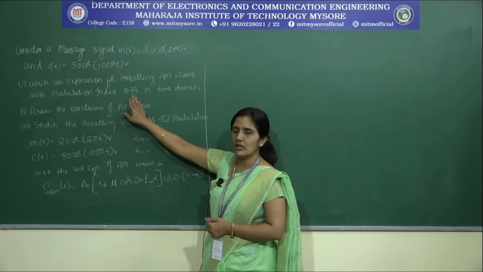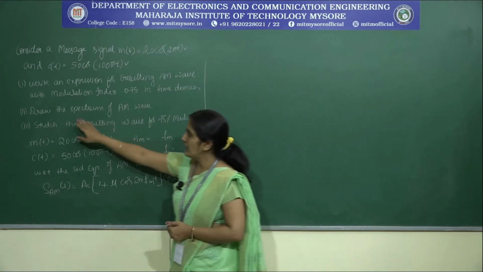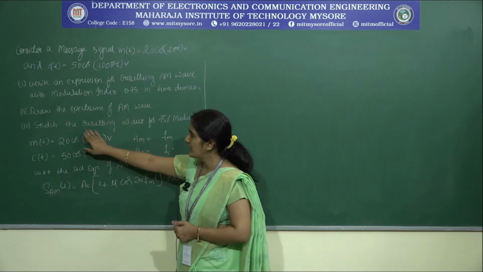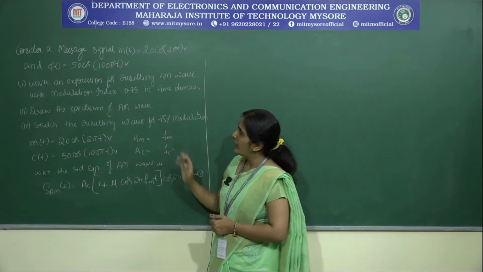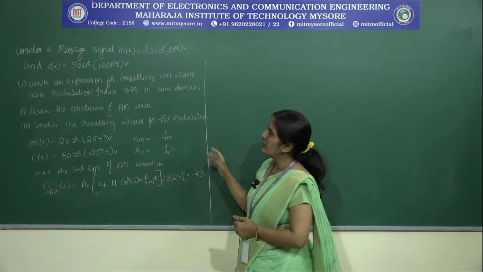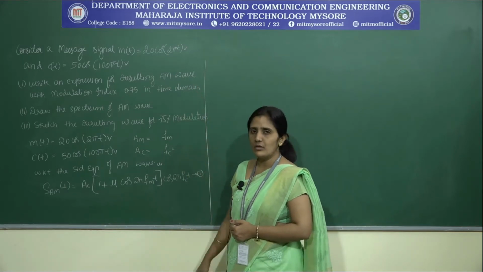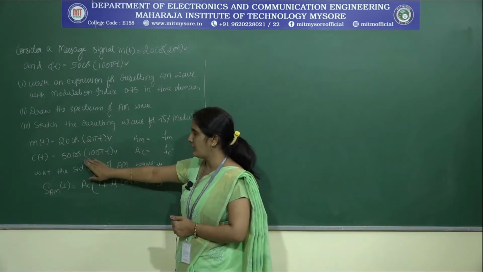They have mentioned the modulation index here, 0.75, in the time domain. The second one is draw the spectrum of the AM wave, and the third one is sketch the resulting wave for 75% modulation. Now if we are going to consider this, we have m of t and c of t. From that, let us take the equations m of t and c of t.